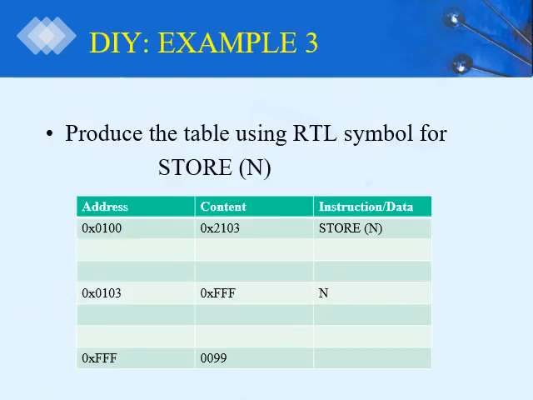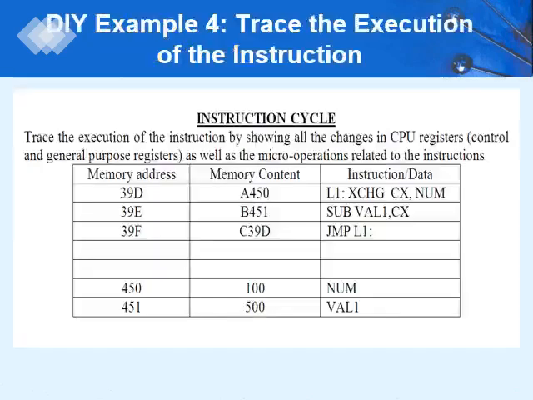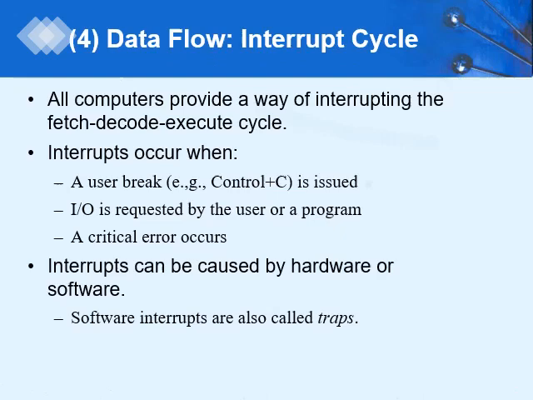Now it's the students' turn to try example 3. The instruction is store with indirect cycle. Store, the opcode is the hexa number 2, and the indirect address for N is 103. As well as this example 4. Please determine first whether it has an indirect cycle or not.